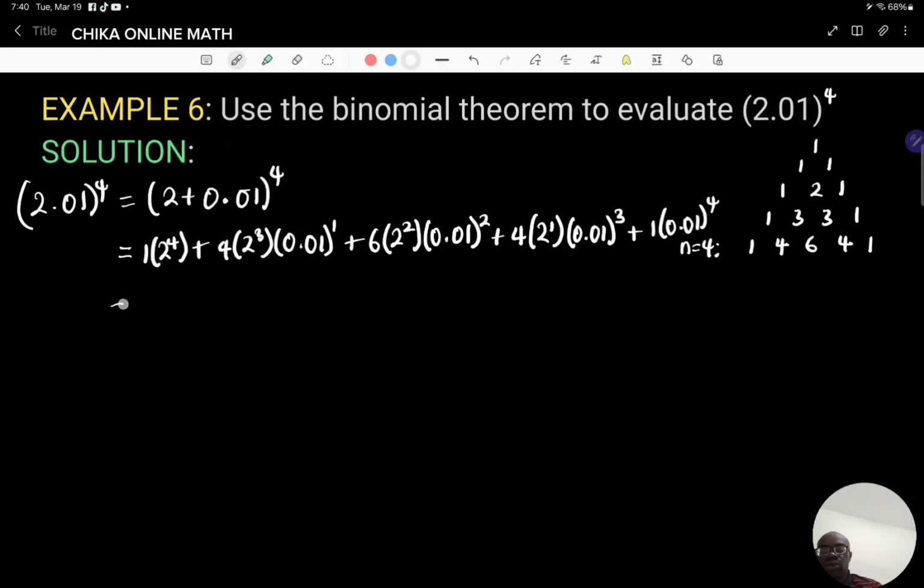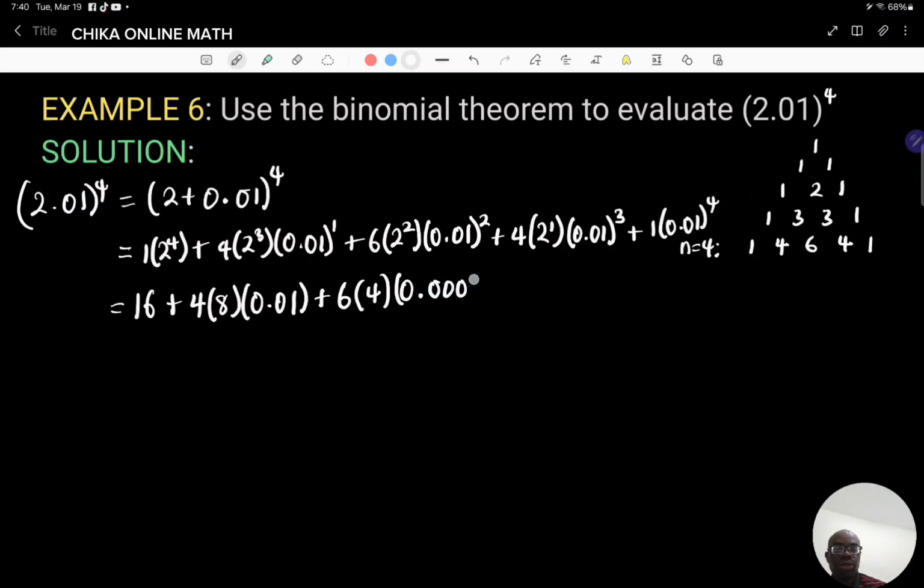So this is equal to what? 1 times 2 to the power 4 is 16, plus 4 times 2 to the power 3 is 32, times 0.01, plus 6 times 2 to the power 2 is 24, times 0.01 to the power 2, which is 0.0001, plus 4 times 2 to the power 1 is 8, times 0.01 raised to the power 3, which is 0.000001, plus 1 times 0.01 raised to the power 4, which is 0.00000001.